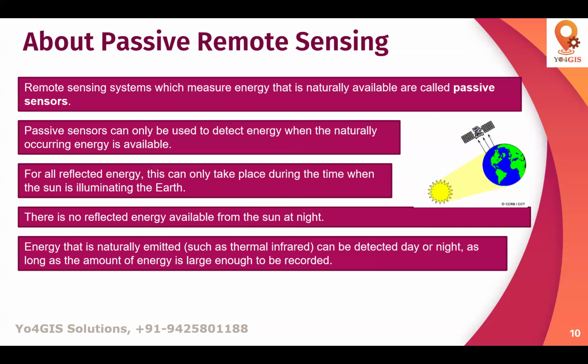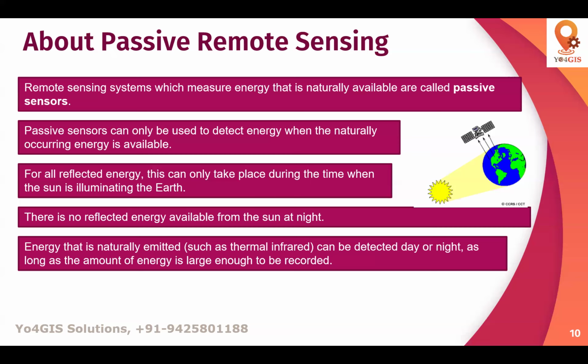Similarly, here, if in your satellite you have the passive sensor, then we always depend upon the sunlight, because we don't have the energy source. And to get the information about the earth object, we require the energy source. For all reflected energy, this can only take place during the time when the sun is illuminating the earth.